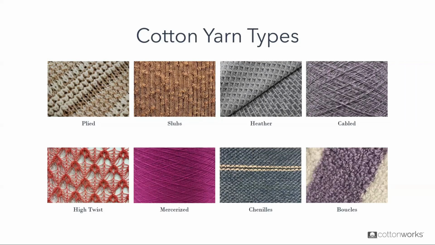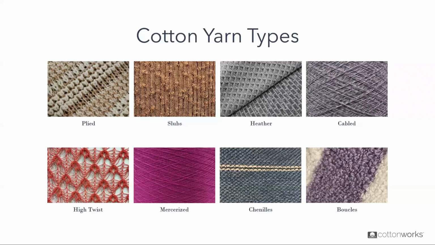We also have slub yarns or nep yarns, so we have thick and thin areas within the yarn which show up as bubbles or irregularities within the fabric. We have heather yarns, where different coloured fibres are mixed together and then the yarn is spun from that. It creates a more integrated colour blend. We have cabled yarns, which is multiple different colours twisted together. We have high twist yarns where the twisting process is exaggerated and it creates quite a dry hand. These are great for pointelle stitches. They hold a really open stitch.